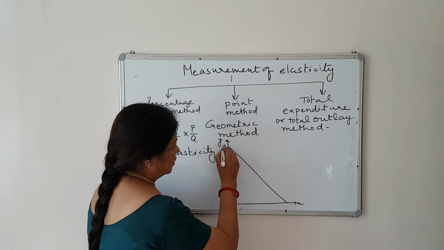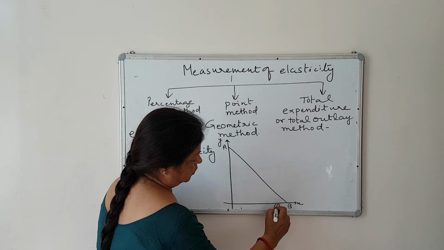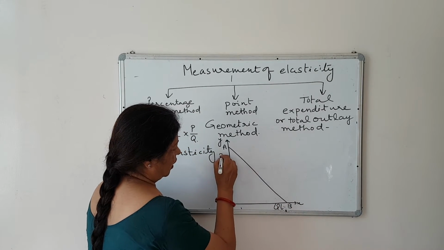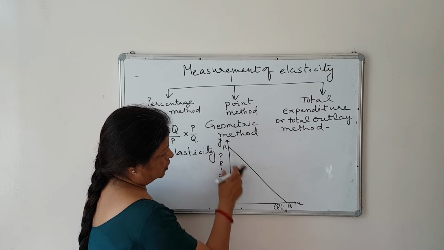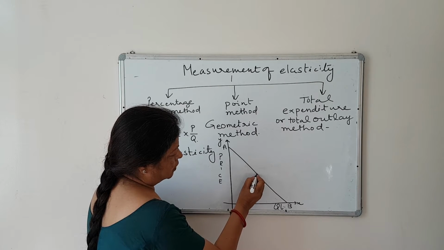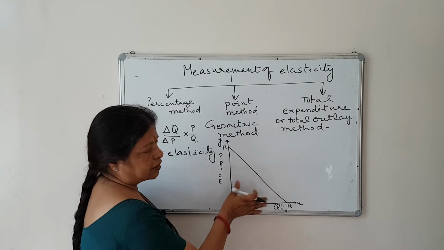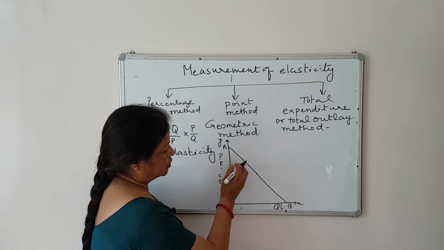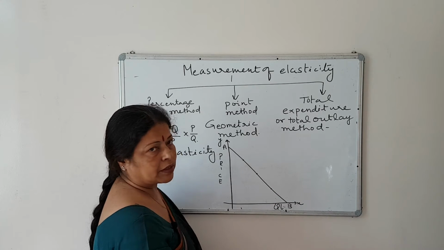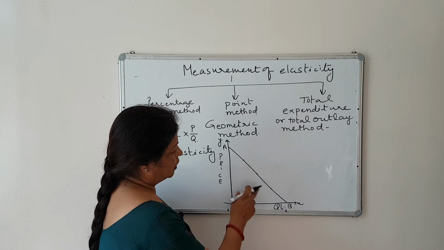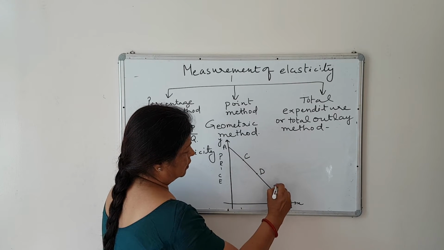Now name the straight line demand curve AB. On the X-axis you write quantity and on the Y-axis you write price. Now divide this line into two parts by marking the midpoint. Now the line is divided into two parts. Again, divide the first part into 2 and the second part also into 2. Name each point, like here you write C, then D, then E.